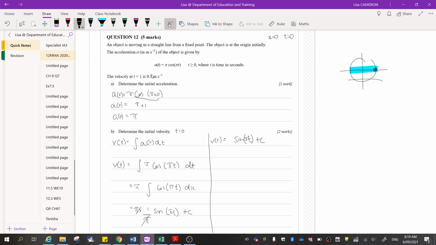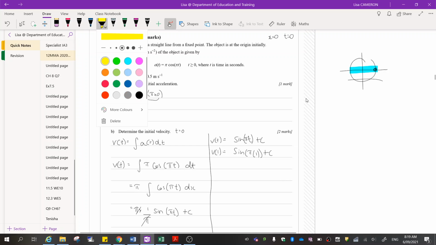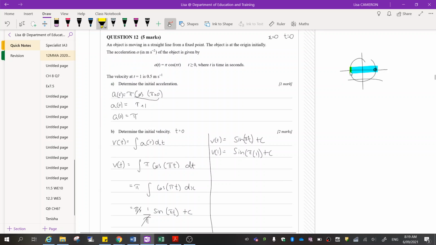Now I can use this statement here to determine what c is. So v of 1 is equal to sine pi times 1 plus the constant. Now we're looking at our y values. So when sine is at pi, that's here, but on our y-axis, that's when we're at 0. So that's why sine of pi is equal to 0. So this is 0 plus our constant, and when t is 1, our velocity is 0.5 meters per second. So that's 0.5, so therefore c is equal to 0.5.